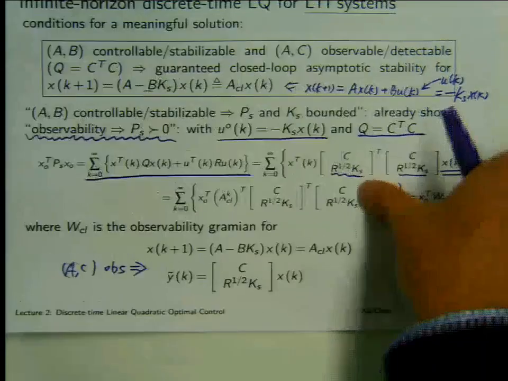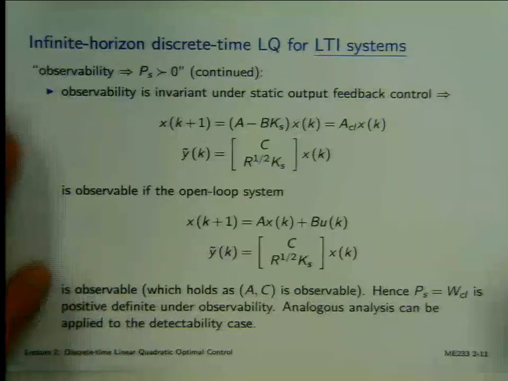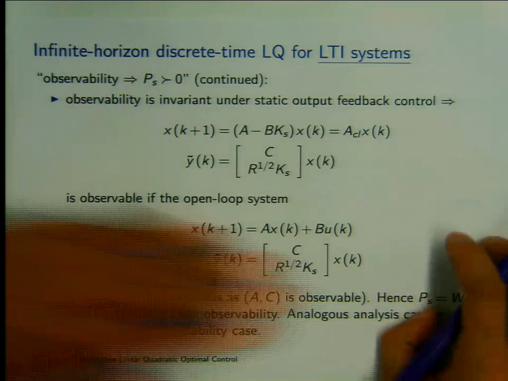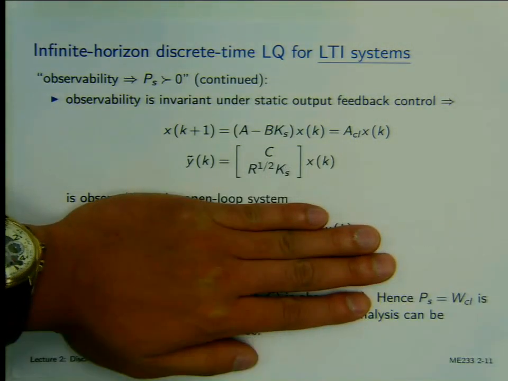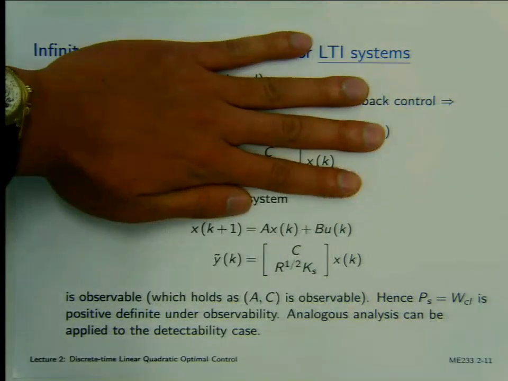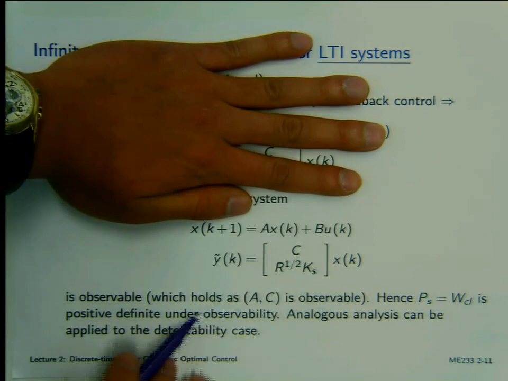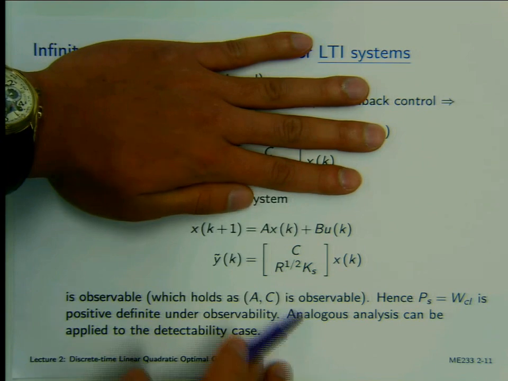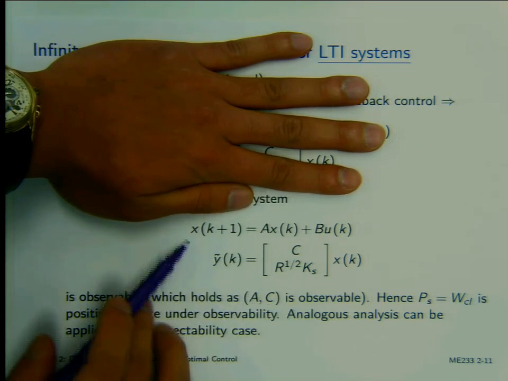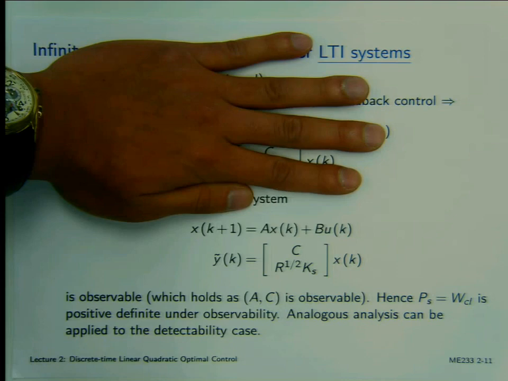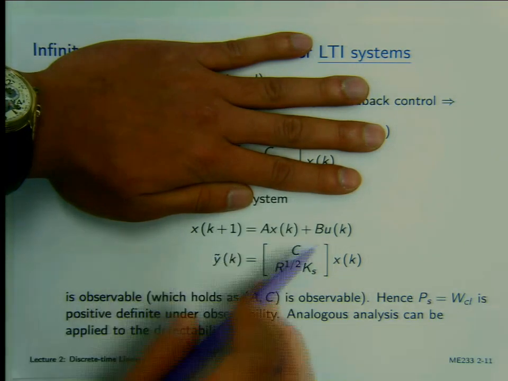I want to show you that this actually makes sense without going to the observability matrix construction. The first thing to look at is this. If the original system, A, C, is observable, I just do one more step and construct this system. Think about it. This system has to be observable because the state dynamics are exactly the same.